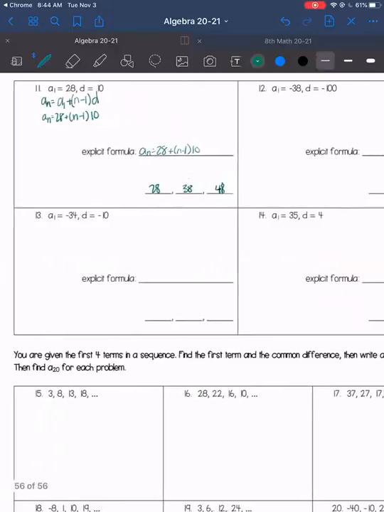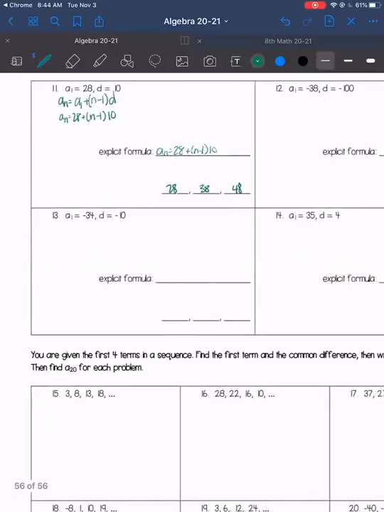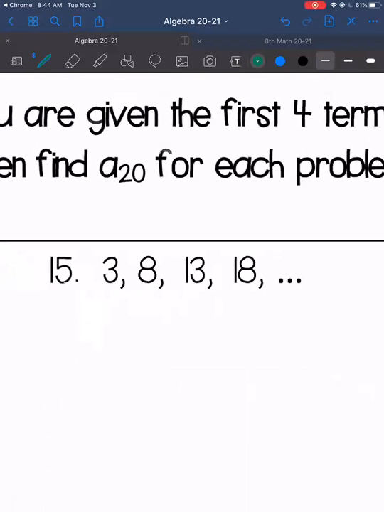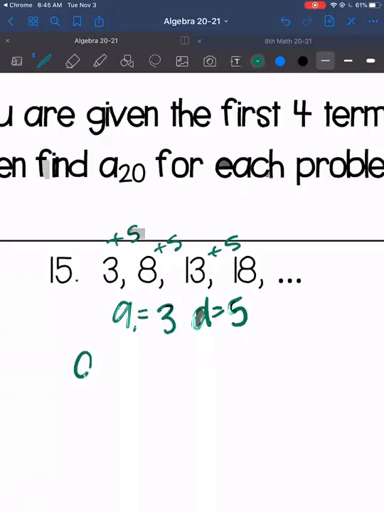You're given the first 4 terms. Okay, so look at 15. What's our common difference? How did I go from 3 to 8? How did I go from 8 to 13? Plus 5, right? So my common difference is 5. What's my A1? 3. So I have A sub n equals A1 plus n minus 1 times D.